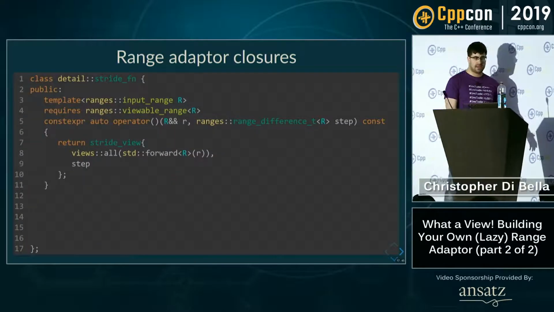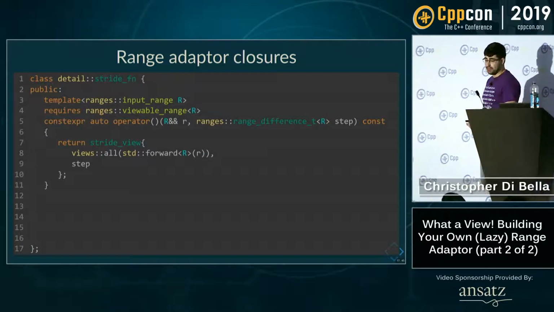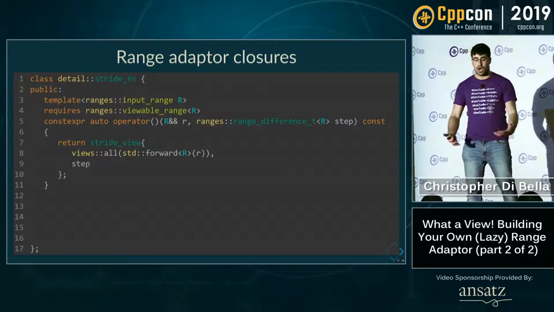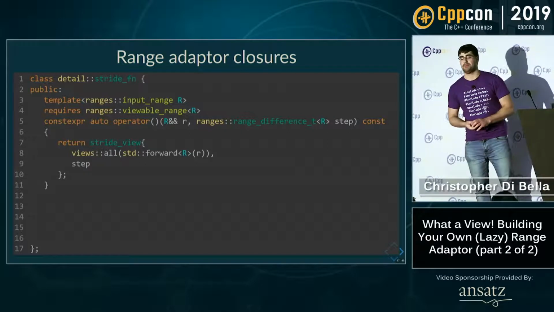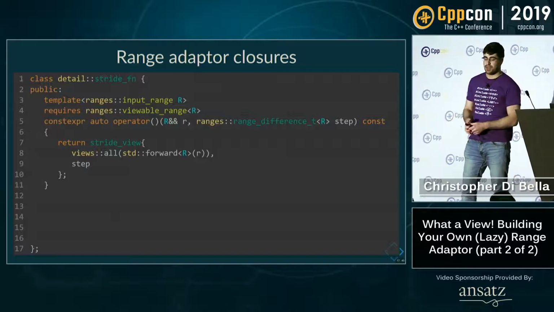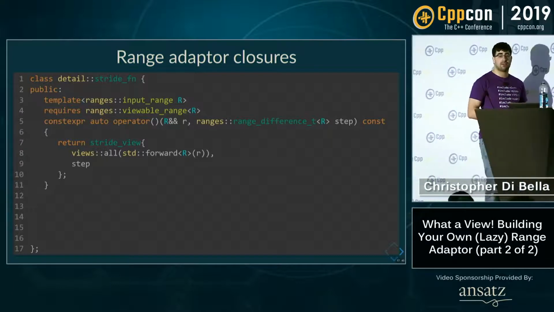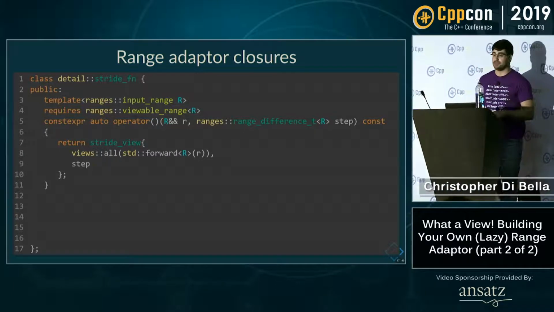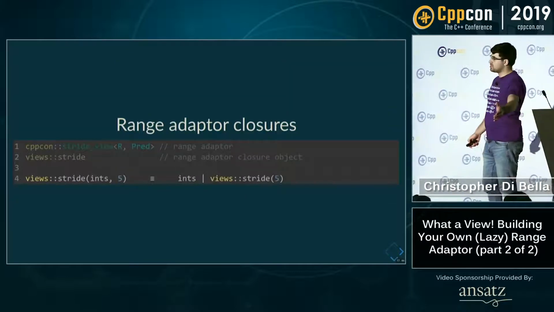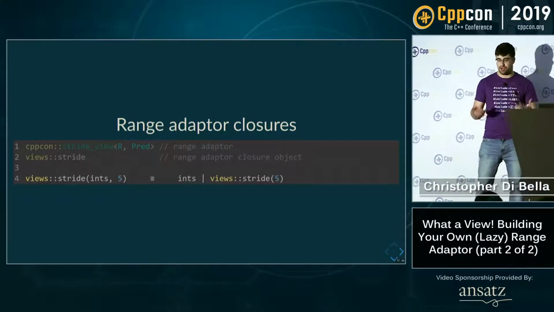And so what we have here is our closure. This is how we describe the view's stride as a type. We have a call operator, and if we pass in a range and a step, then we can construct a stride view. We wrap it inside this thing called views all, so that if we pass in a non-view, but it's a viewable range, it's suddenly a view. And this gets us the left-hand side of the expression, the stride with the ints and the 5.